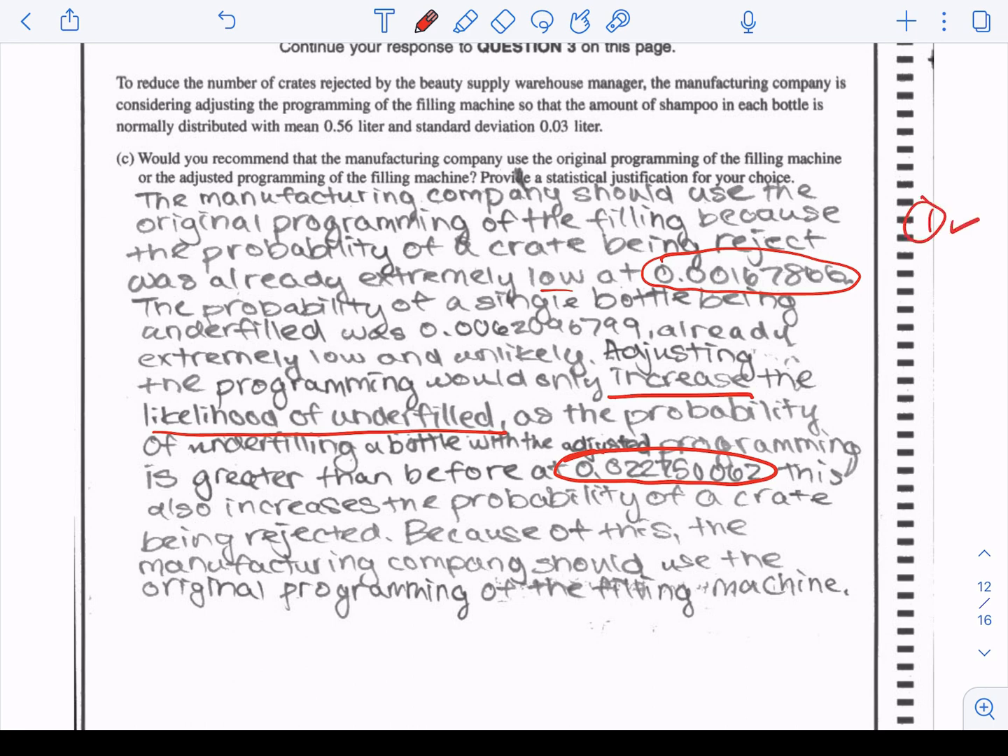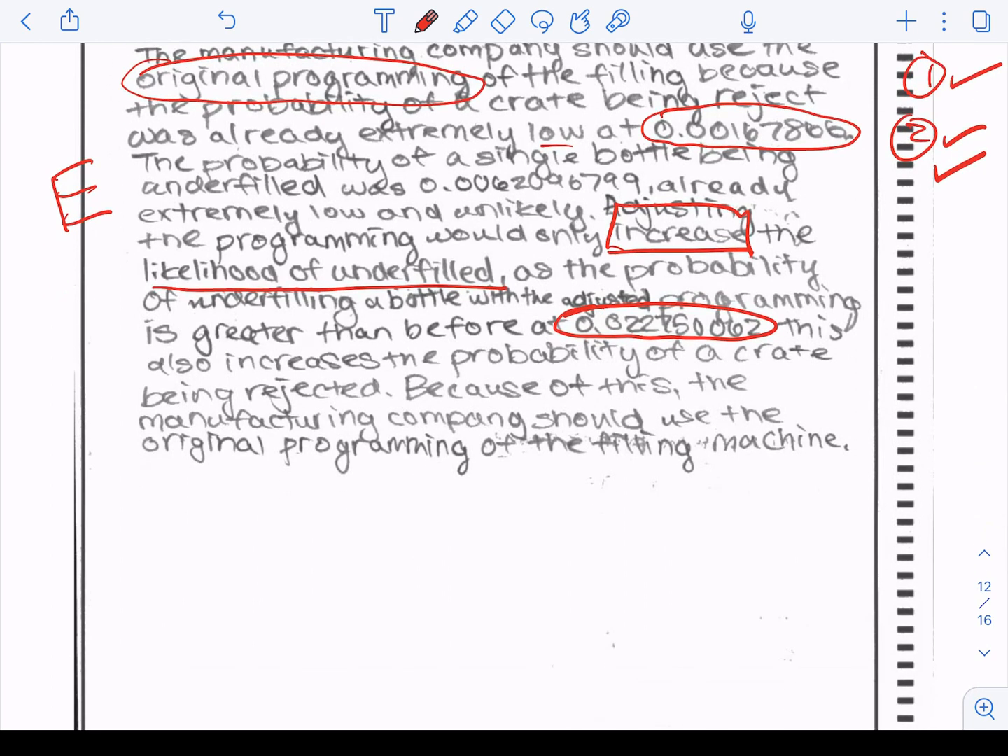So they've got the decision. I didn't really circle that. They should use the original programming. So they've got the decision. And then they've got the calculation of the new probability, and they've got the reasoning. They said increase. And so they did get an E for this. So overall, this student got an E, a P, and an E, and that translates to a 3. And that's still a really, really good score.